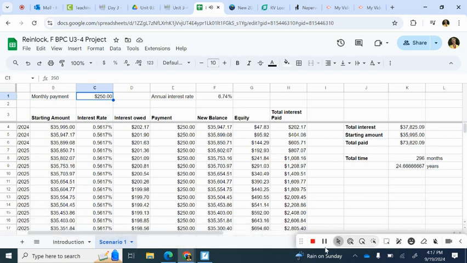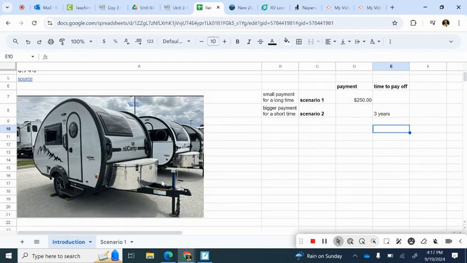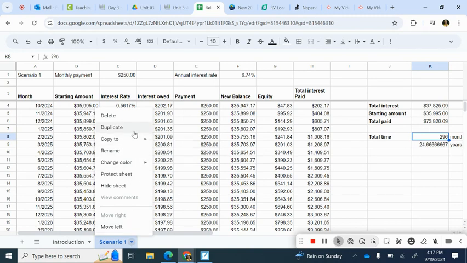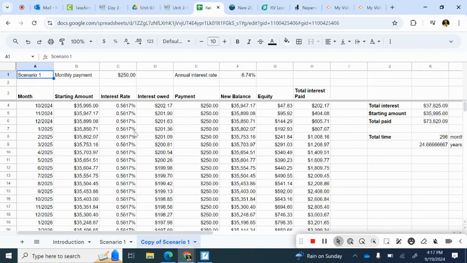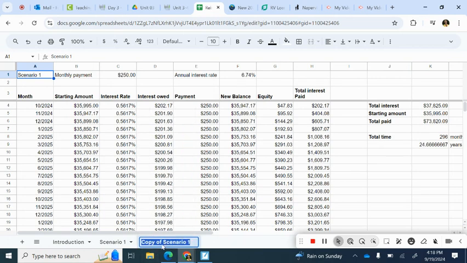So now that we have our introduction tab done with my teardrop trailer I'm buying and my scenario 1, my small reasonable payment that's going to take me over 24 years to pay off, what we want is scenario 2. Now, the advantage of using all these formulas, not only can we just drag down to get my 296 months and your however many months it is, it makes scenario 2 way easier.